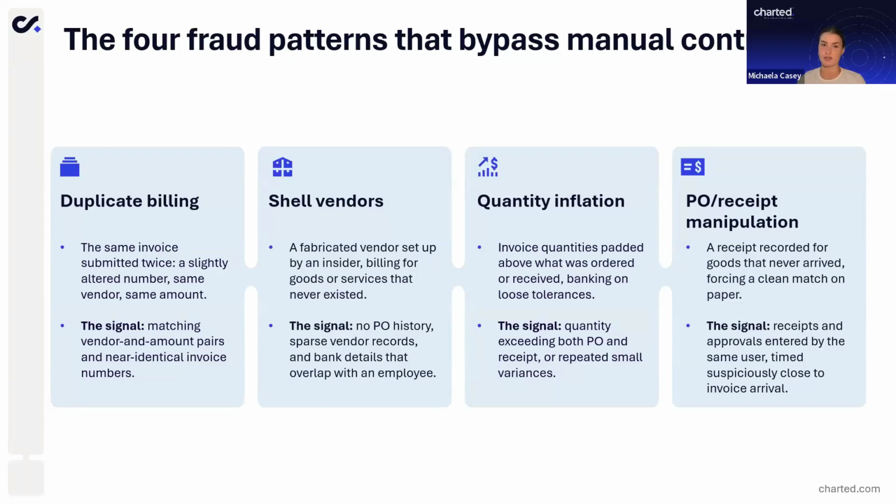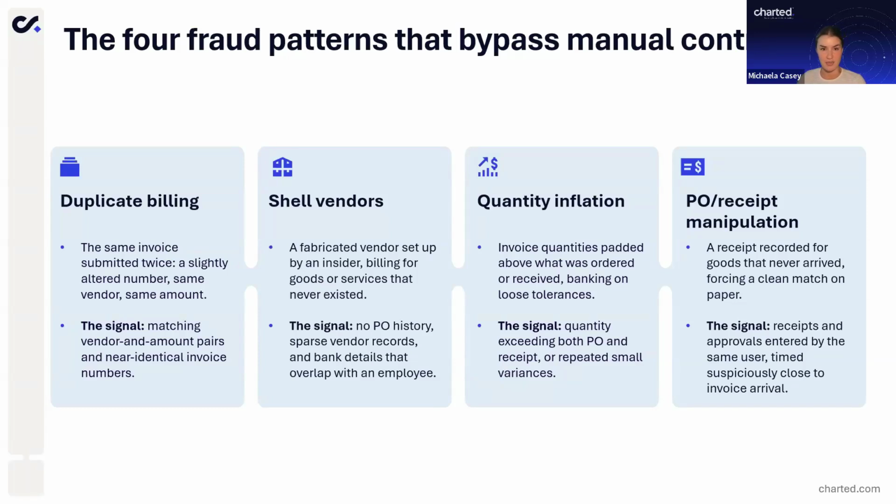Next up, we have pattern two. Those are shell vendors. An insider will set up a fake vendor and pay your bills for services that maybe never existed. The invoices are modest, plausible, and coded to accounts that nobody scrutinizes. The signal to detect a shell vendor is vendors that have no purchase order history, sparse master records, and the classic tell is that the bank details potentially overlap with another user. So this is why onboarding controls matter just as much as matching. The best time to catch a shell vendor is before it even exists.